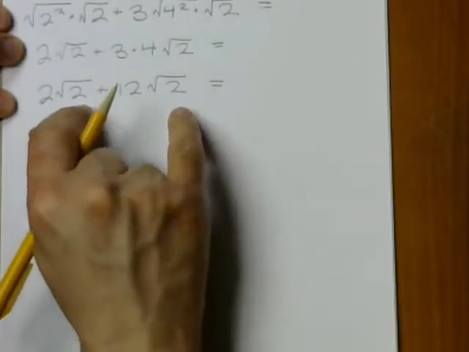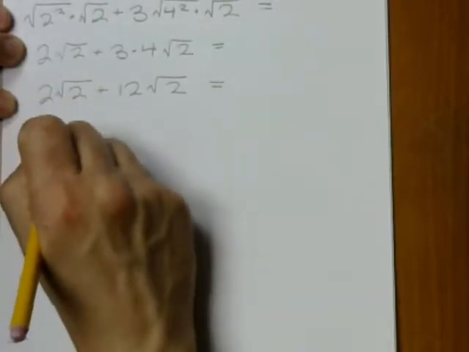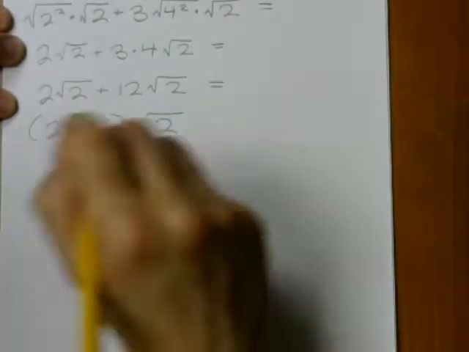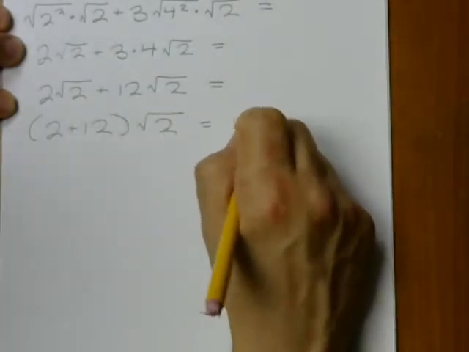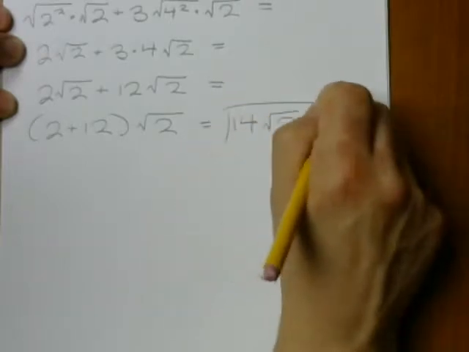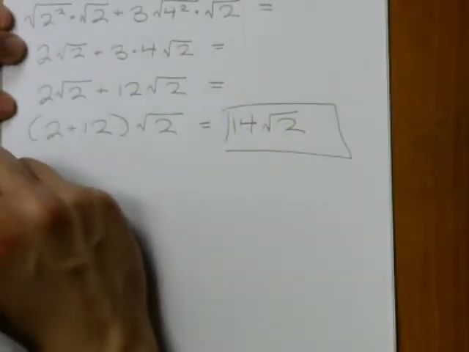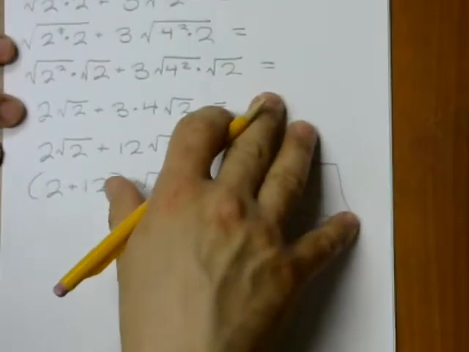I have the same thing here. What I can do is just distribute. I can pull the root 2 out of both, and I get 14 root 2.